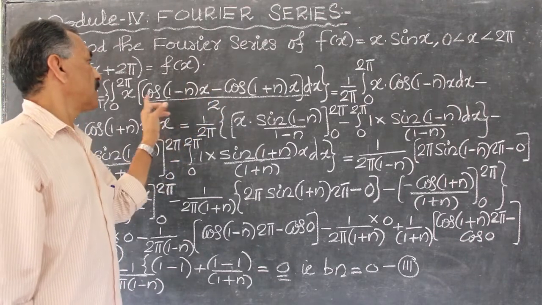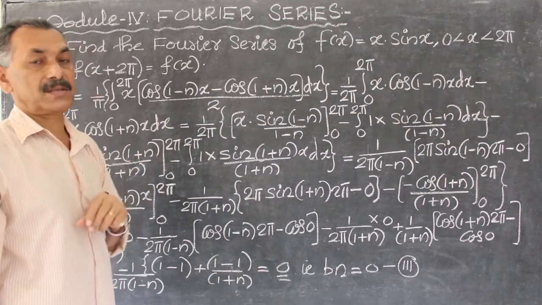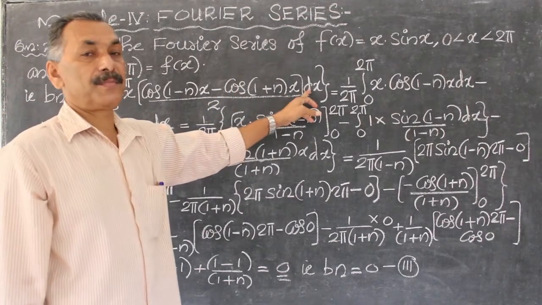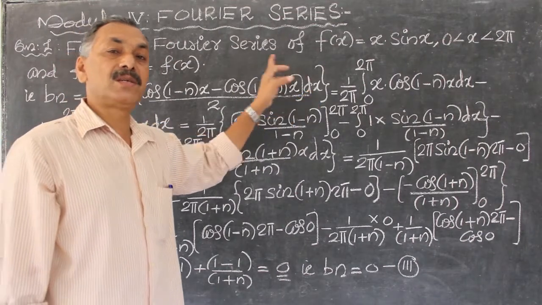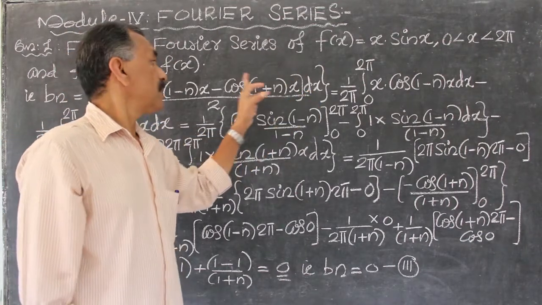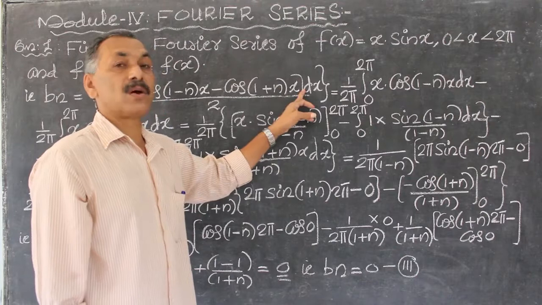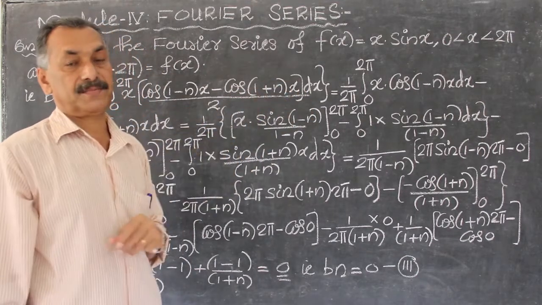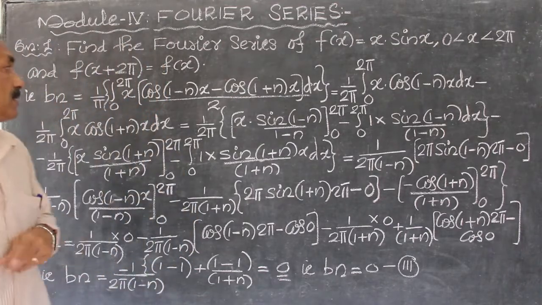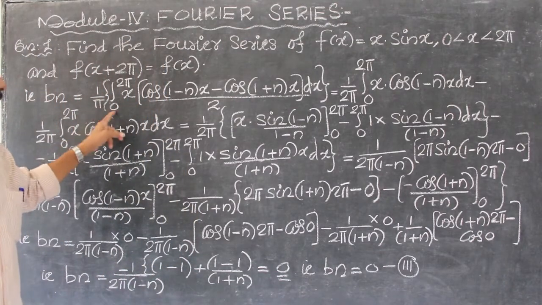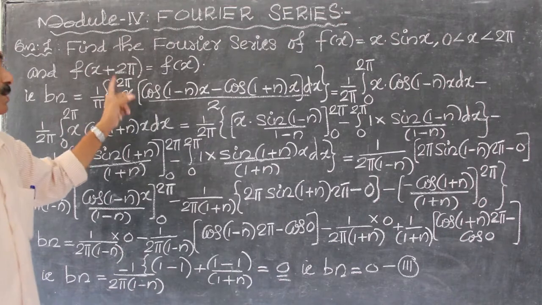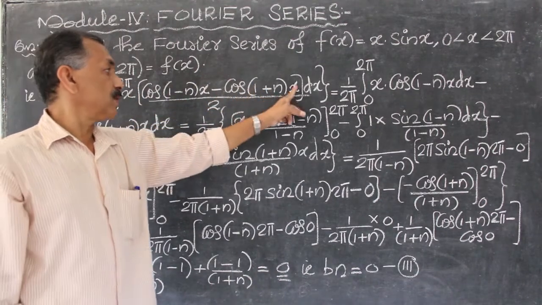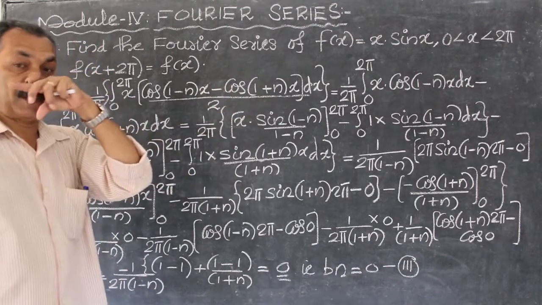Taking x outside, cos of (1 minus n) into x, minus cos of (a plus b). Cos of (a plus b) means a is equal to x, b is equal to nx, that is x plus nx, taking x outside, cos of (1 plus n) into x divided by 2 into dx. Okay? That is Bn is equal to 1 by pi integral 0 to 2 pi x into cos (1 minus n)x minus cos (1 plus n) into x, all divided by 2 dx.